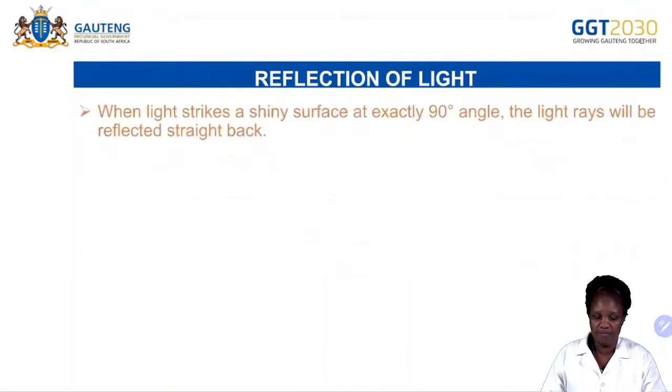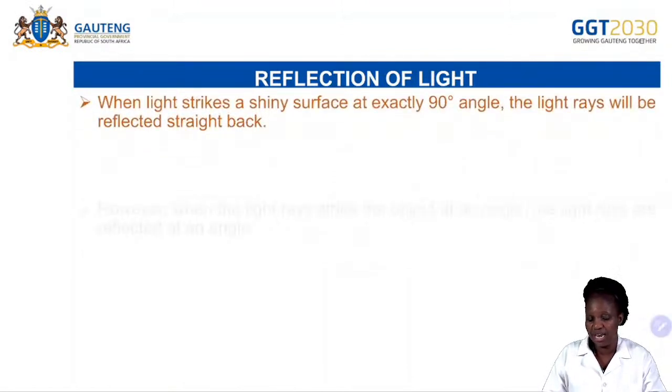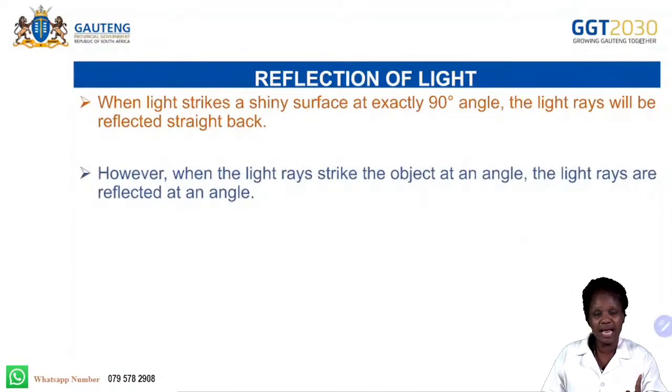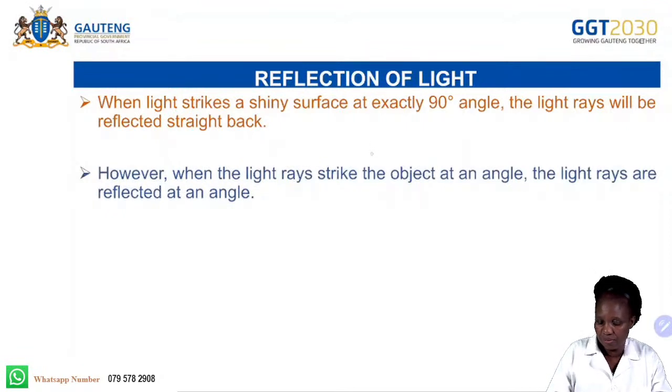When light strikes a shiny surface at exactly 90-degree angle, the light rays will reflect straight back. However, when the light rays strike the object at an angle, the light rays are reflected at an angle. Let's make a small diagram here.